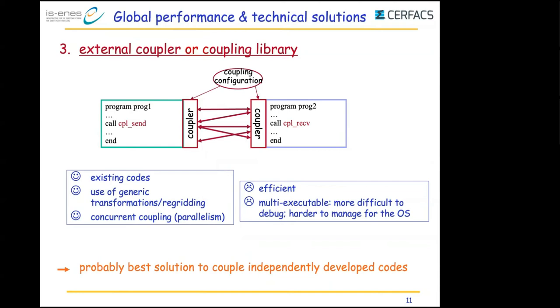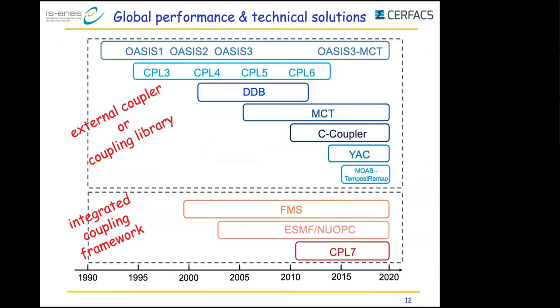So just to finish, this gives you an illustration of the different coupling software that are used in Earth system modeling. This is the time at the bottom going from the year 1990 to today. And you see that OASIS has been developed for more than 20 years now.